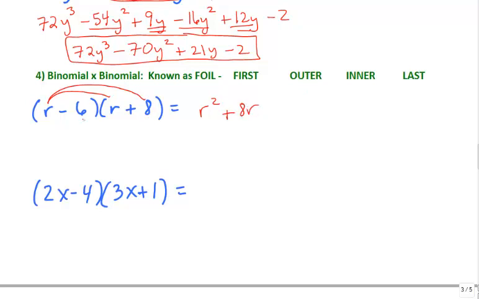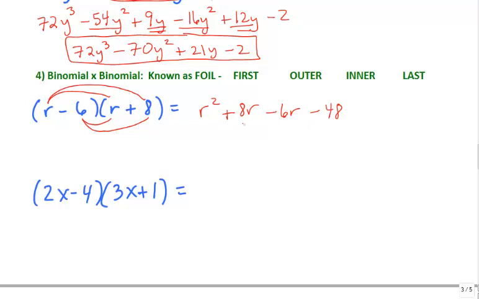Then if I do the two numbers on the inside and do negative 6 times r, those are called your inners. So negative 6 times r would be negative 6r. And then if I do the negative 6 times the positive 8, that's the last number times the last number, and that is a negative 48. So first, outer, inner, last means first times first, outer times outer, inner times inner, last times last. But that's otherwise known as the distributive property. It's just a fancy name. FOIL is just an acronym for helping you remember to apply the distributive property.